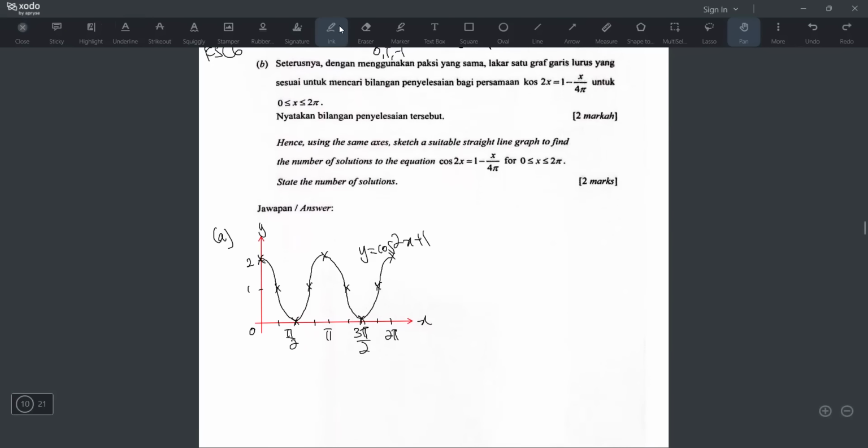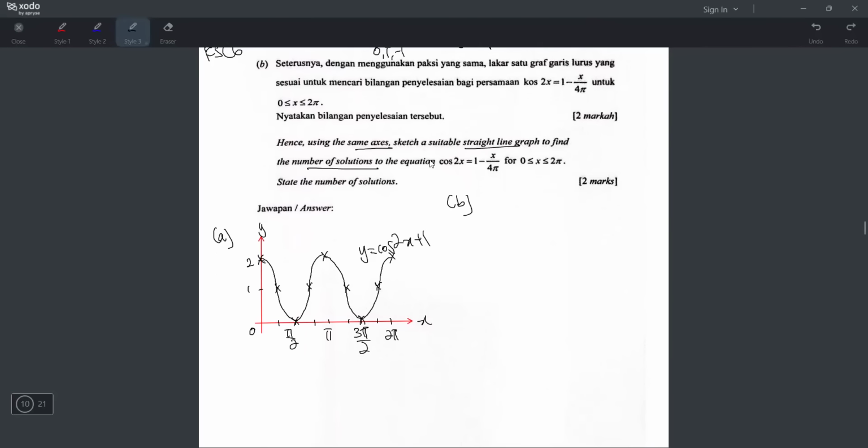Okay, I'm going to scroll down a bit and do B. So B: hence using the same axes, sketch a suitable straight line graph to find the number of solutions to this equation, cos 2x equals 1 minus x over 4 pi. So I'll write that down. For 0 until 2 pi, state the number of solutions. Okay, this is a very common question. They always ask this after they ask you to sketch the trigo graph.